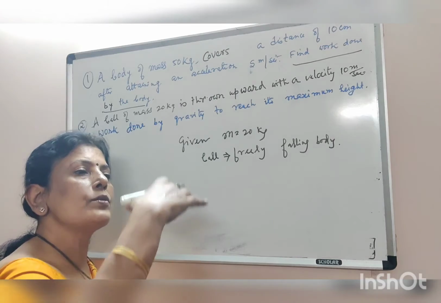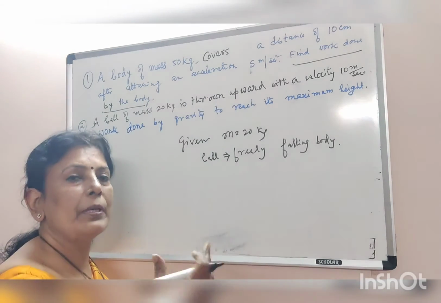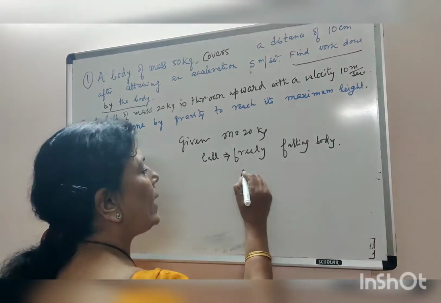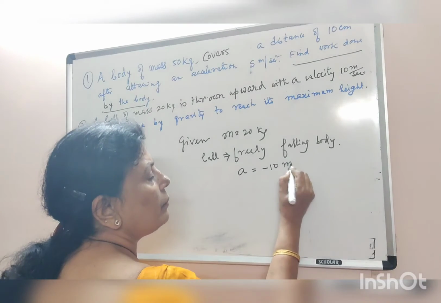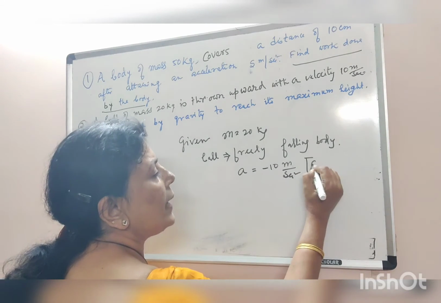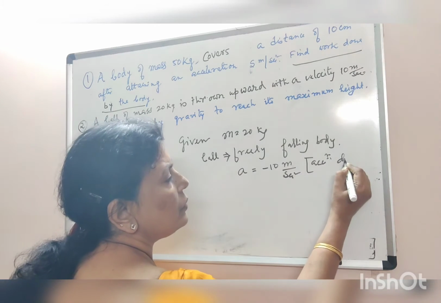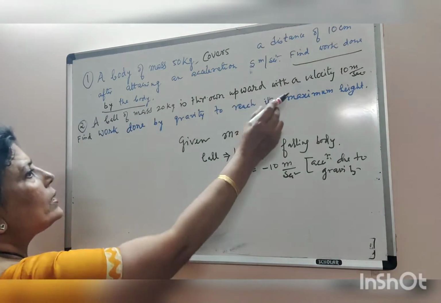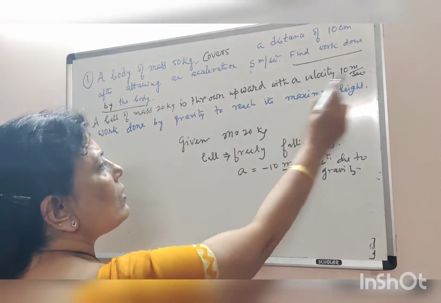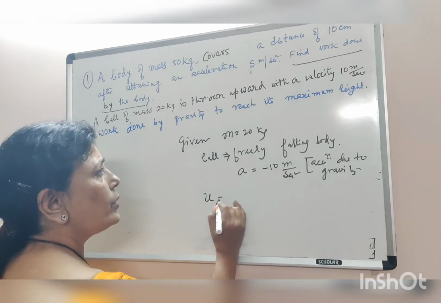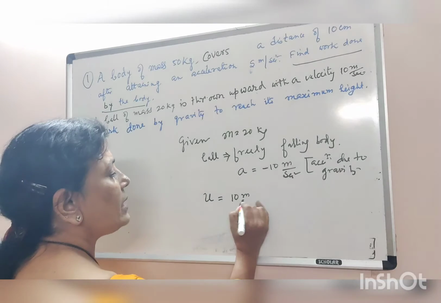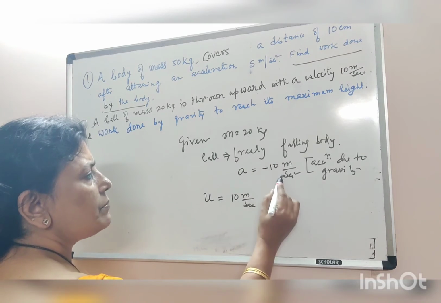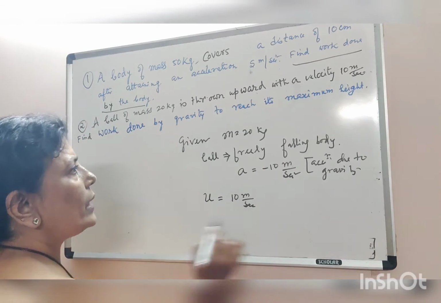As a result, the velocity of the ball will reduce. Why? Because the acceleration is negative. That is called retardation. So you have to write a is equal to minus 10 meter per second square, which is acceleration due to gravity. Then what is written? Thrown upward with velocity 10 meter per second. That is the initial velocity, so u is equal to 10 meter per second. Everything is in the same SI unit: mass 20 kg, acceleration minus 10 meter per second square, and u is equal to 10 meter per second.